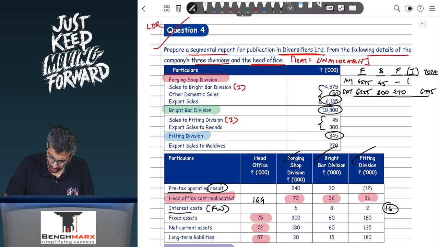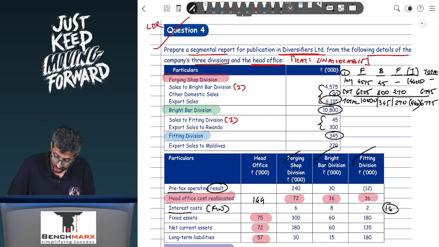Inter segment will not reach my final P&L, so this is 4575 plus 45, and this is 4620, and hence nothing will appear in my final P&L. So if I look at the totals, the total among other things is 6795 over here. Individually, this is 10,800, this is 345, this is 270, and less 4620 will give you this answer. So this is your first part, linked to revenue.